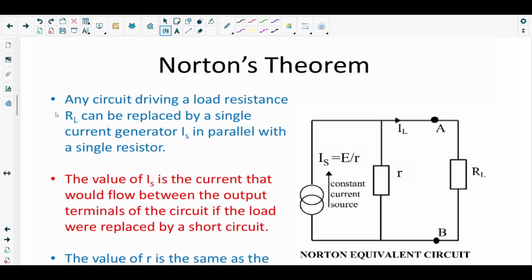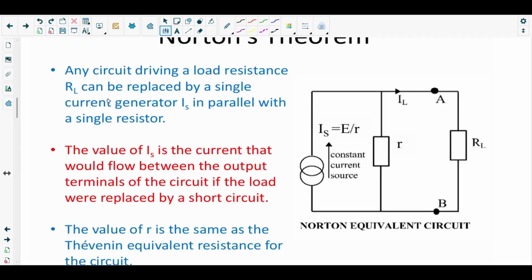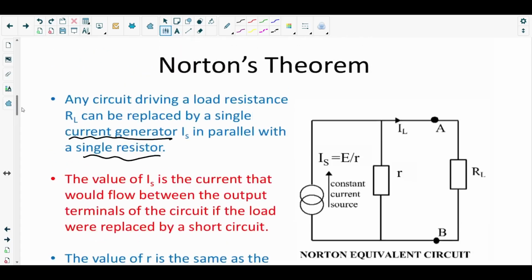Okay, so what does the Norton's theorem say? Any circuit driving a load resistance RL can be replaced by a single current generator IS in parallel with a single resistor. Okay, now the question here, why in the Norton's theorem is the current source in parallel with the internal resistance r, small r, and the load resistor? Why is it in parallel? Why not in series?